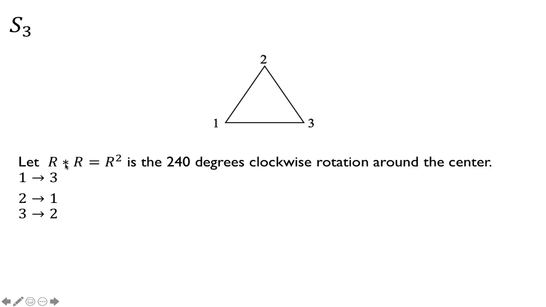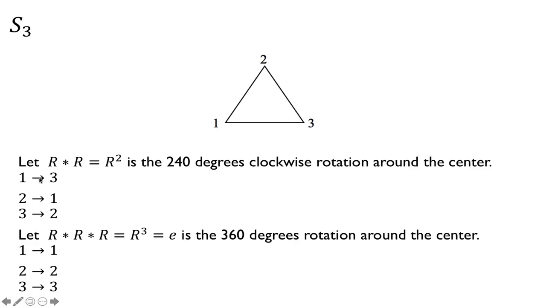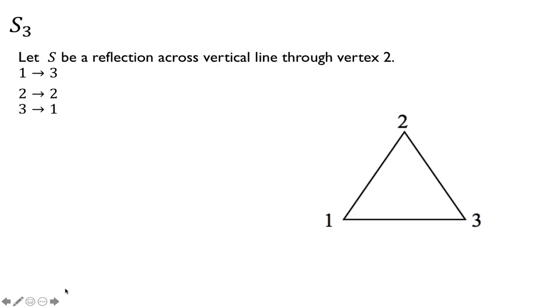If you take R, the rotation, and multiply by itself, you get R squared, which is basically a rotation of 240 degrees counterclockwise around the center. So 1 goes to 3, 2 goes to 1, and 3 goes to 2. If I multiply R 3 times, I get R cubed, which is back to the identity. If I rotate 3 times, then I get a rotation of 360, which doesn't do anything. So that's the identity. 1 goes to 1, 2 goes to 2, 3 goes to 3. So that's 3 elements that we just generated.